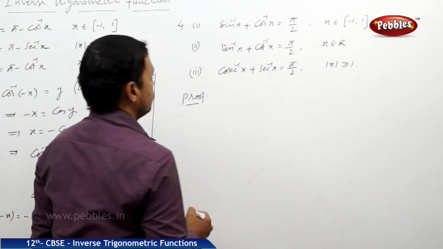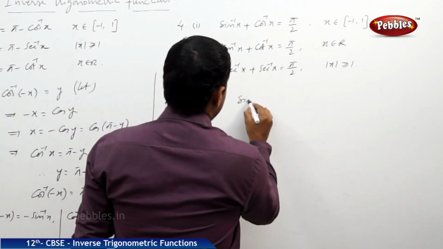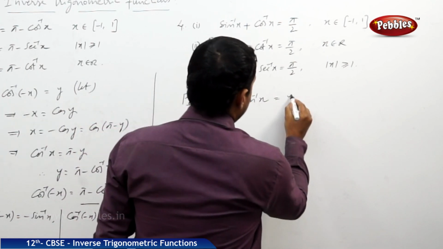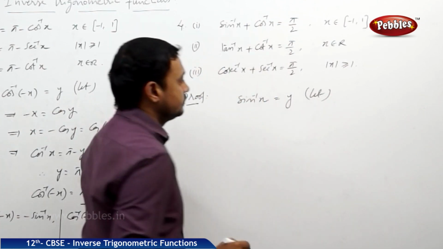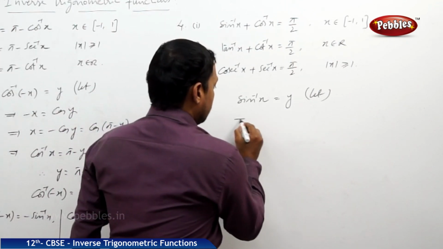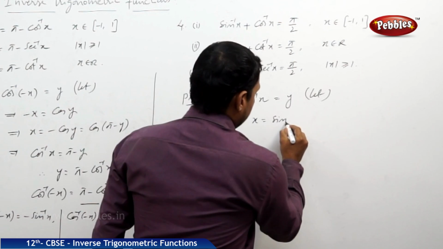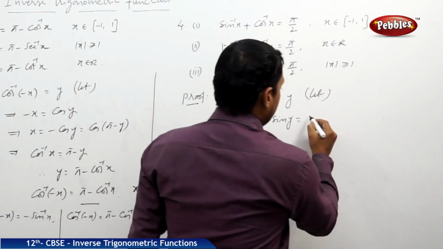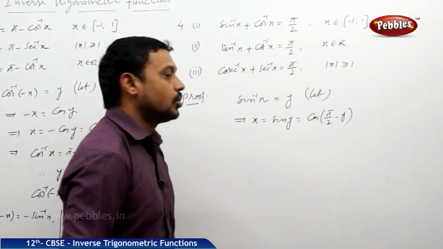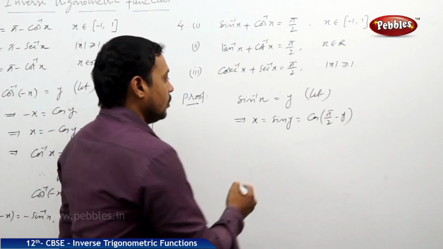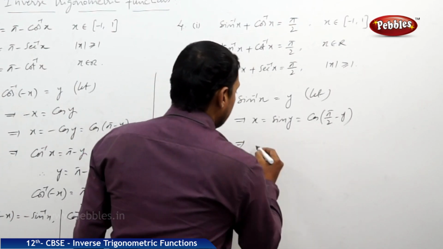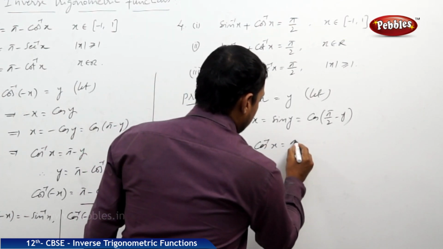Now, let us prove the first one. Let us consider sin inverse x is equal to some y. Therefore, x is equal to sin y. But you know, sin y is equal to cos of pi by 2 minus y. Sin theta is equal to cos pi by 2 minus theta. So sin y is equal to cos pi by 2 minus y, and this leads to cos inverse x is equal to pi by 2 minus y.